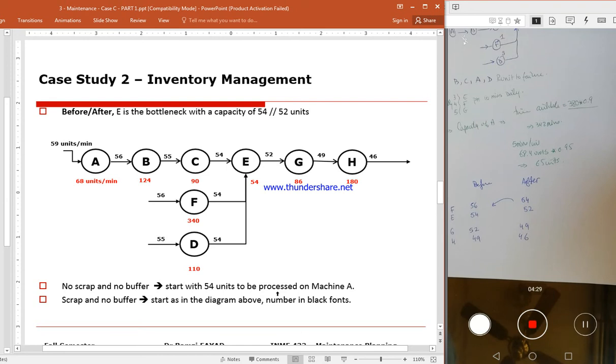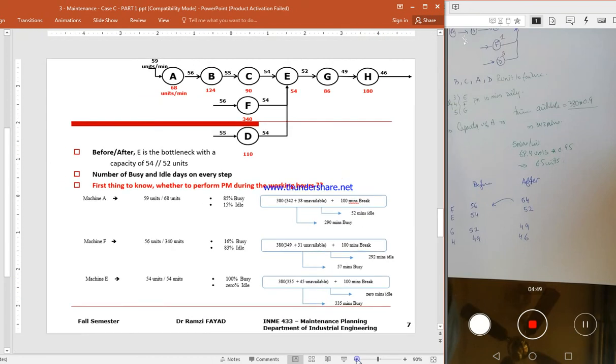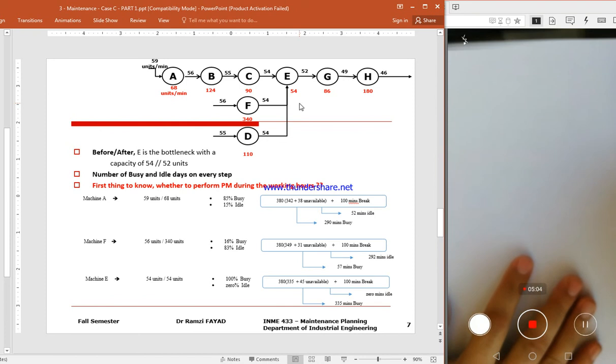Here is another example where they tell me there is no scrap and no buffer. The values under no scrap and no buffer start in the diagram, numbers in black font, as shown in front of me here. Now if we go back here, I'm going to zoom out a little bit. I put the numbers here on the top: 59, 56, 55, 54, 52 for each system of machine A. We will work on them now, but I'm going to do one example and the rest is just the same.